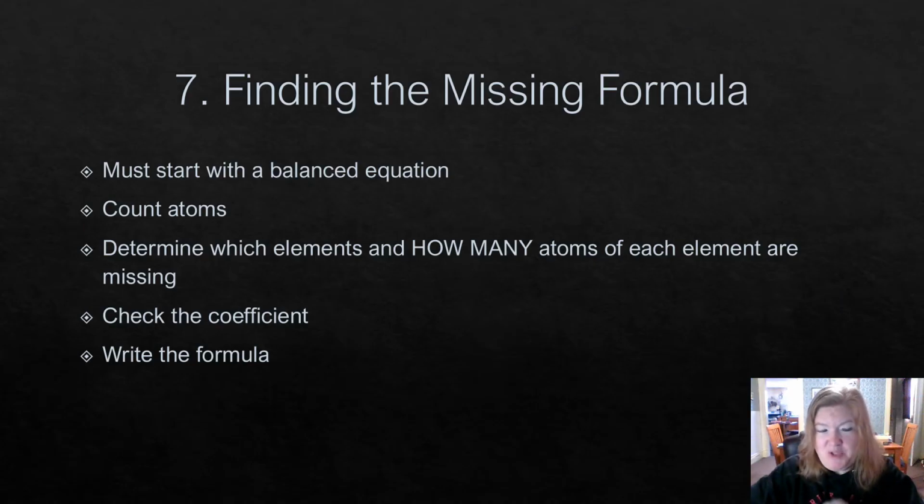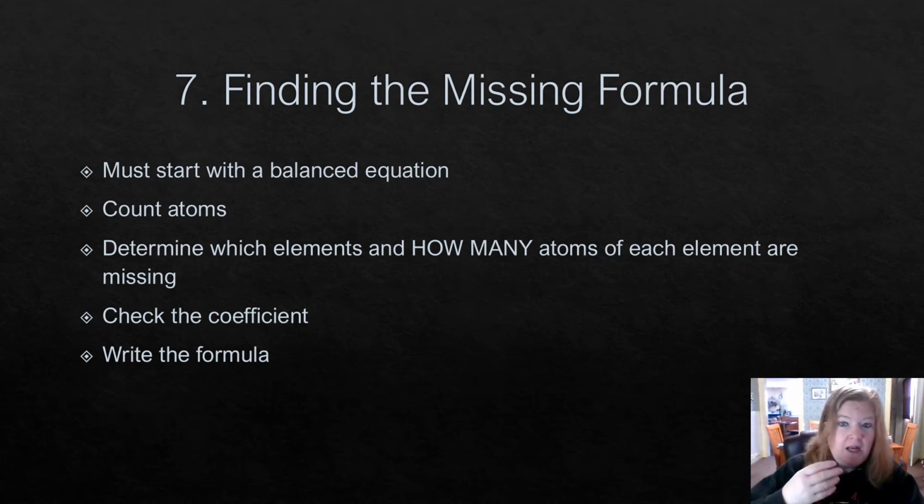Sometimes you are given a balanced equation and you're asked to find a missing formula. It could be on the reactant side, could be on the product side. You don't know. So what you have to do is count the atoms, determine which elements and how many atoms of each element are missing, check to see if that formula has a coefficient in front of it, and then write the chemical formula. You'll see when I go through the steps.